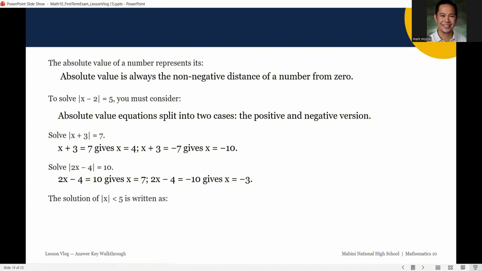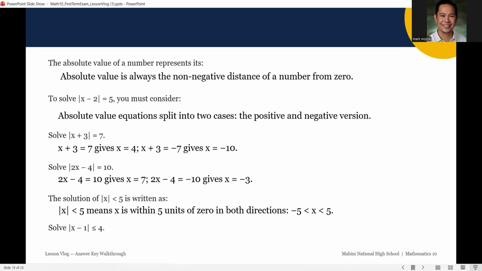The solution of absolute value of x less than 5 is written as. I want you to grasp your notes and analyze this one properly. It also shows that when this happens, the value of x is in between, okay, the two x coordinates that we have. Since this is within 5 units from 0 in both directions, therefore x is greater than negative 5 but less than 5.